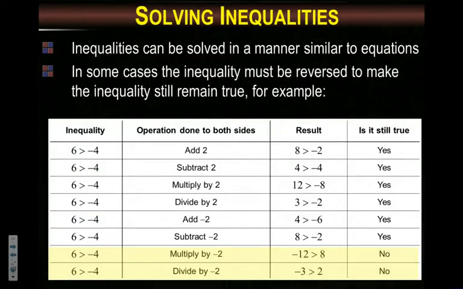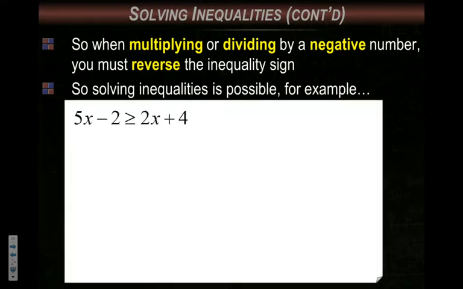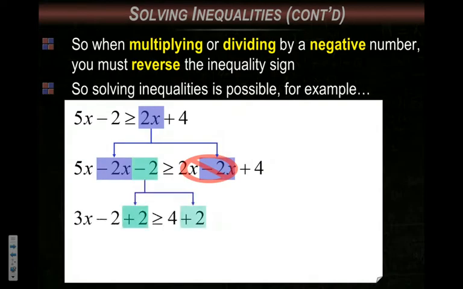Okay? You also see this in this chart, that's when it will become untrue. And it'll also be in your notes today. When multiplying or dividing by a negative, reverse the signs. Okay? So now I can solve inequalities the same way I solved equations. So I can move the x's around, I can subtract x's from both sides. I can get rid of the negative 2 by adding 2 to both sides.